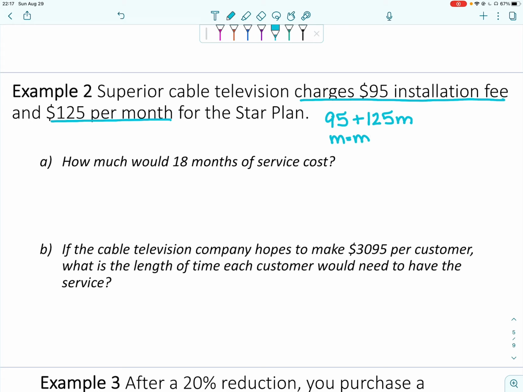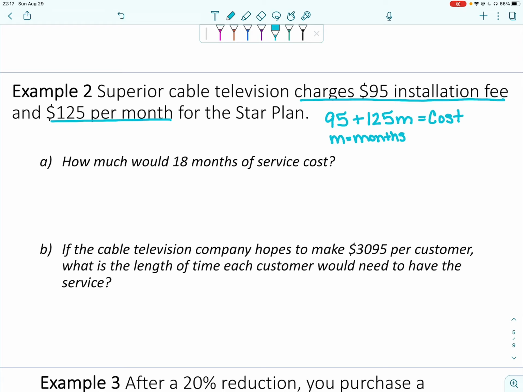And in this case, M stands for months. I could have also stuck with X, but I think it's a little bit easier if I have the letter represent the thing that it's representing instead of always doing X. And this represents the cost. So $95 is what you're going to pay up front, plus $125 per month. That's the overall cost of this plan.